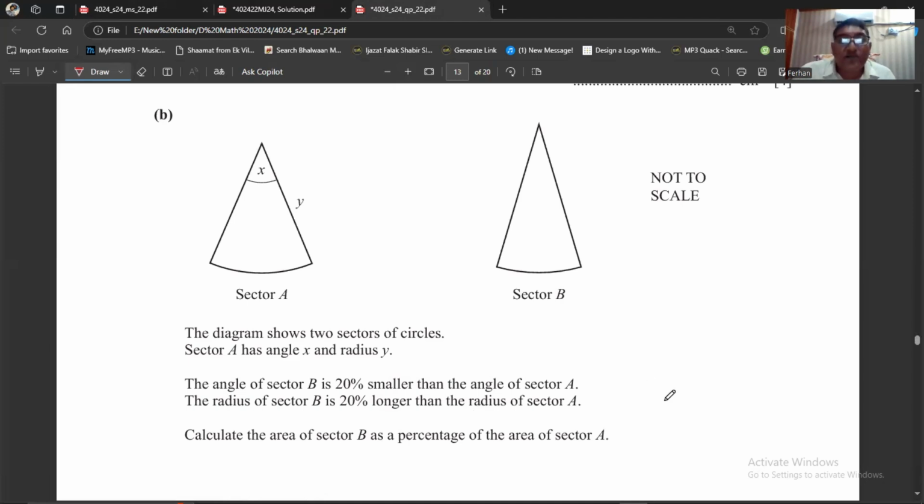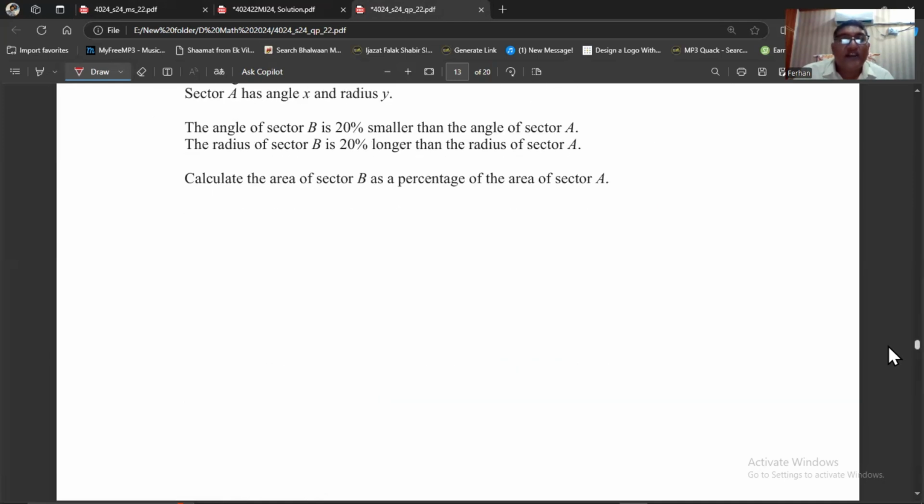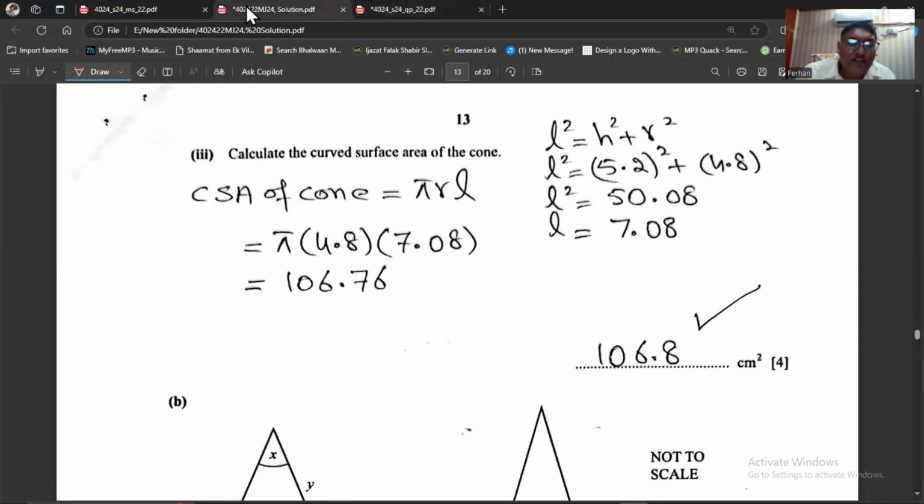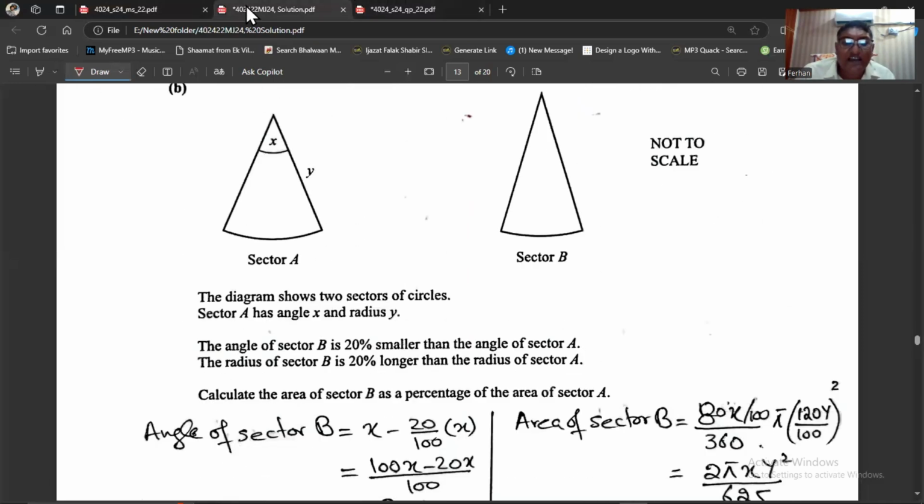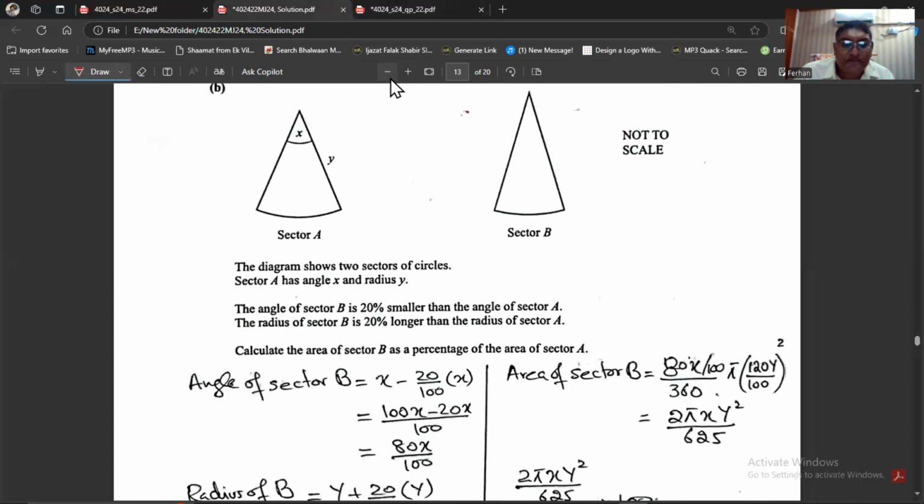Calculate the area of the sector B as a percentage of the area of the sector A. So we have to calculate the area of the sector A in terms of X and Y, and we have to calculate the area of the sector B in terms of X and Y. Then we can very easily write the percentage: area of the sector B divided by the area of the sector A, multiply 100.